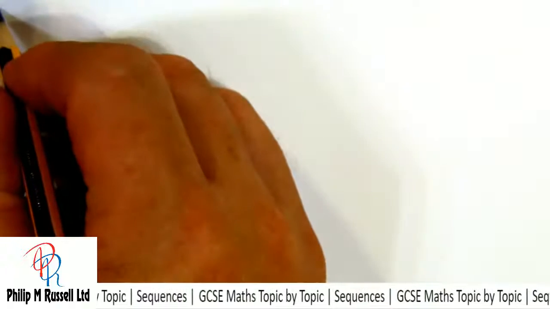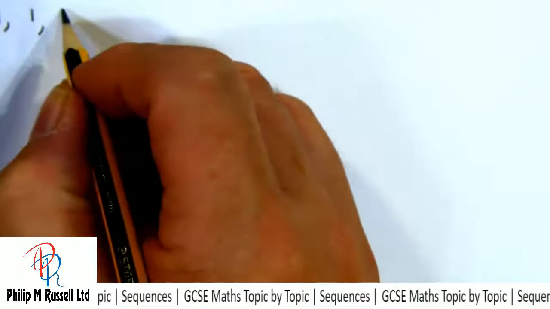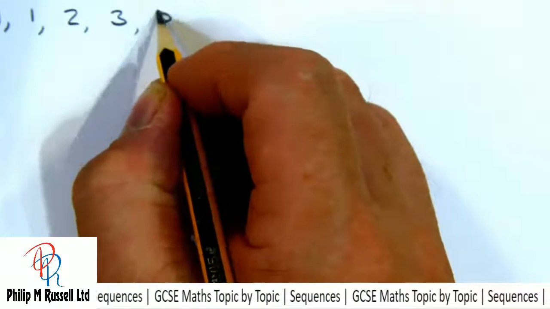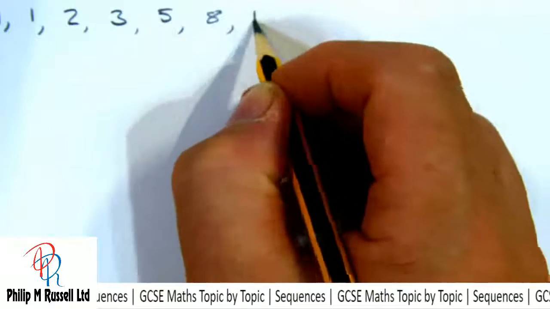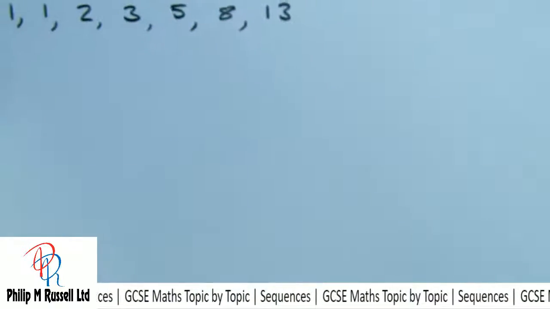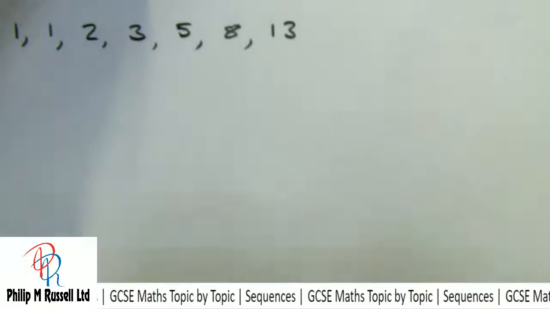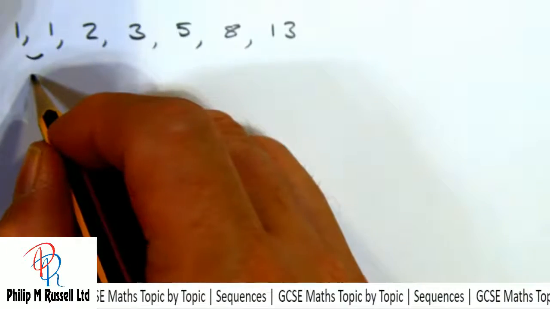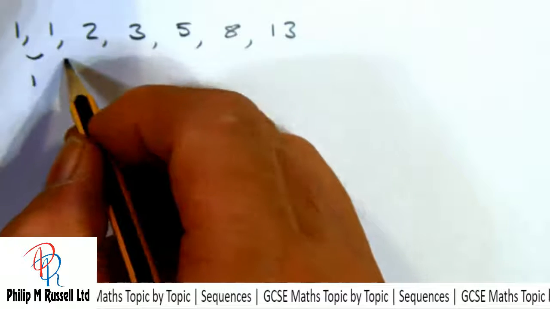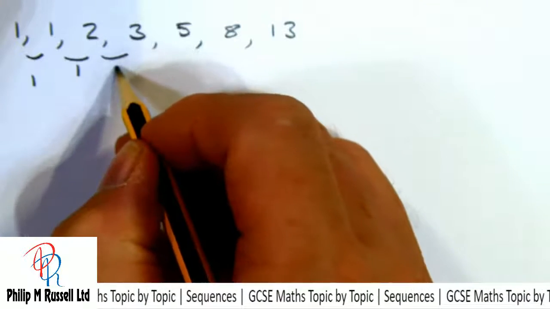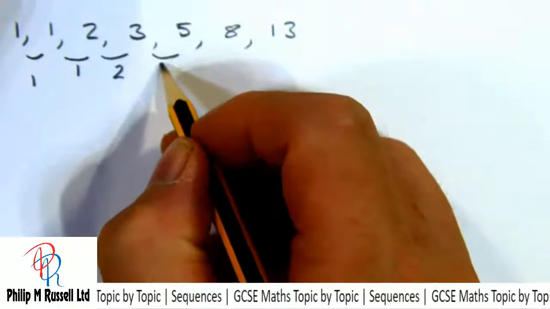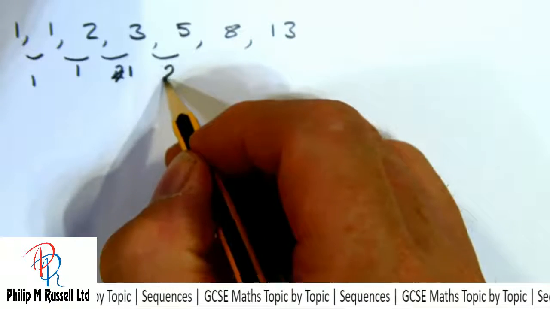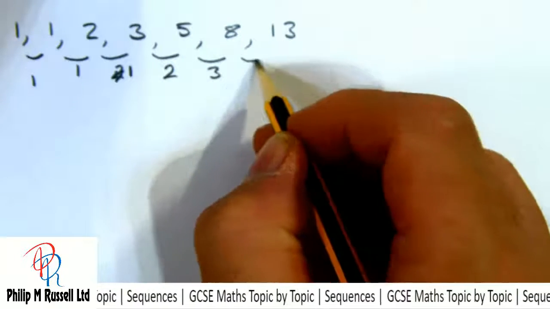I've got a sequence that goes like this: 1, 1, 2, 3, 5, 8, 13. I've given a lot more numbers here because the sequence is looking a little bit odd. Let's have a look. Our common difference here is 1, is 1, is 2, 3, 5.